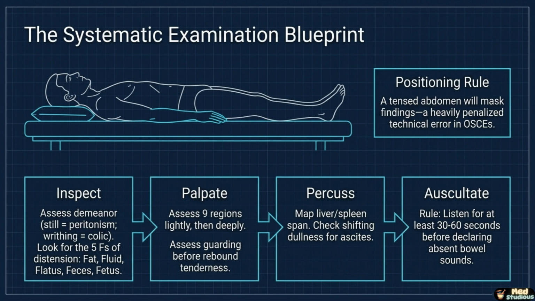Palpation proceeds in 9 regions, light first and then deep, always assessing for guarding before deliberately testing for rebound tenderness. Percussion maps liver and spleen span and is the key technique for detecting ascites through shifting dullness. And auscultation has its own often missed rule. Bowel sounds must be listened for 30 to 60 full seconds before you're allowed to declare them absent. A premature declaration is one of the most commonly flagged errors in clinical exams.